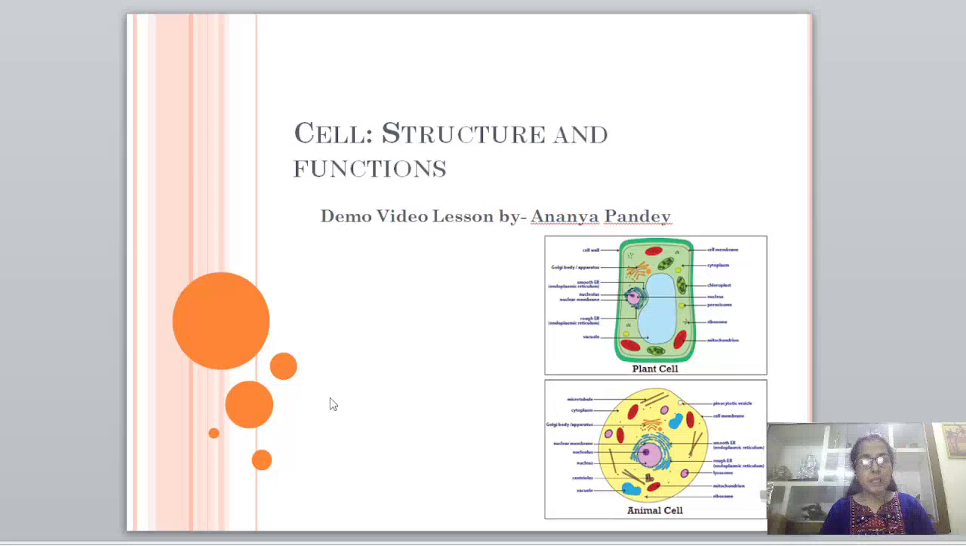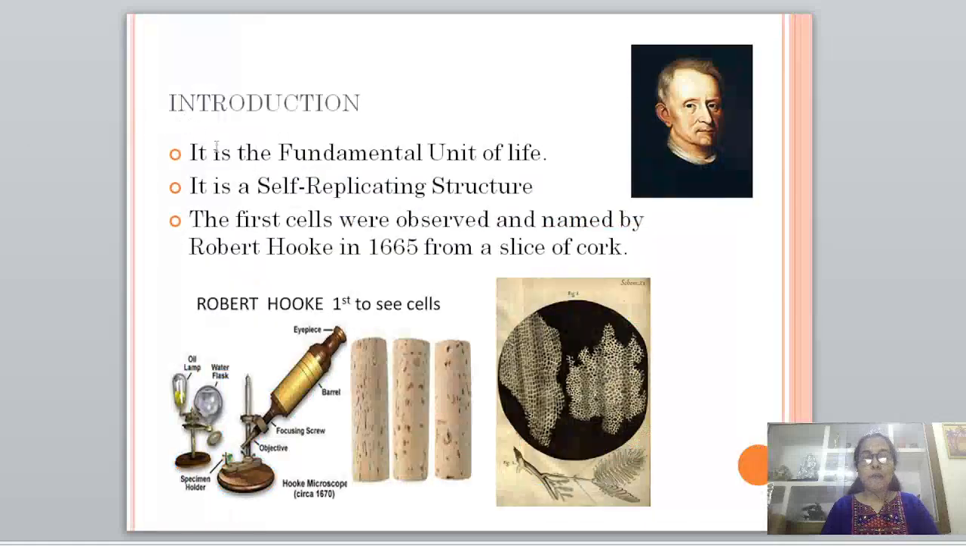Just like bricks are essential to make a building, similarly the cells are essential and assembled to make the body of every organism. So we can call the cell the fundamental unit of life. It is a self-replicating structure.